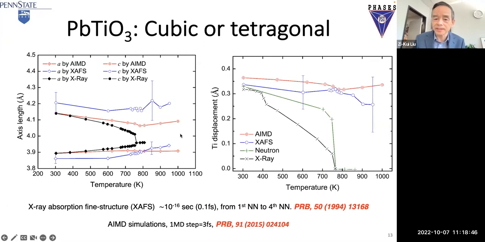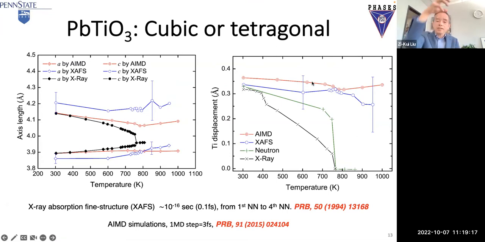You can also calculate titanium displacement. Again, we have the X-ray, we have the neutron, then we have the XAFS, we have the ab initio molecular dynamics simulation. So what does it mean? Just go back to the same thing as the bird in the cage, right? Even though you see the bird in the cage, in reality, because the two sides flip each other so often, it makes you observe the bird in the cage. Same thing here.